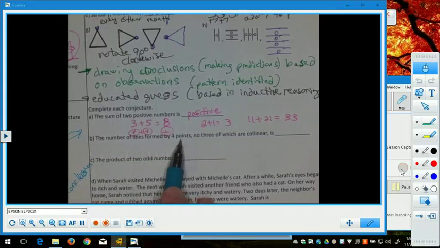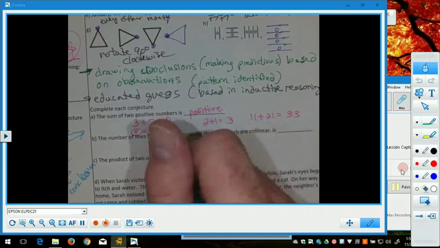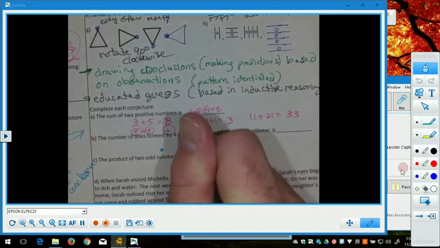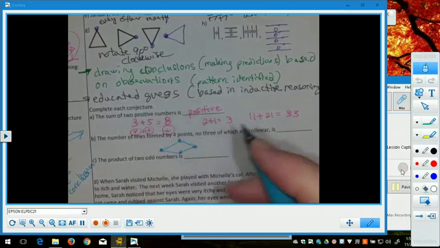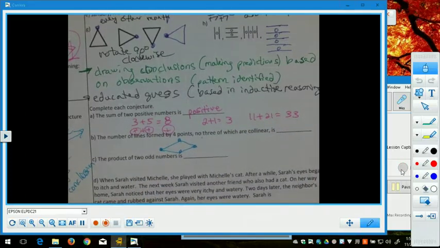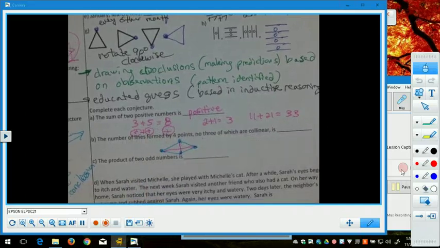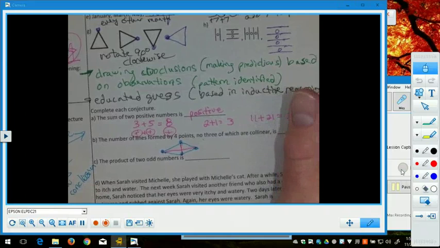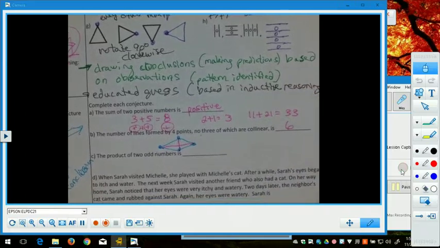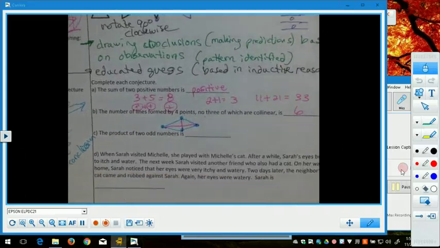The number of lines formed by 4 points, no 3 of which are collinear. So that's going to be a quadrilateral, right? Because there are only 2 collinear. It takes 2 points to make a line. So we're going to explore this a little bit. We've got 4, 5, 6. I don't think I can connect any other ones. So we're going to have 6 as the number of lines we can form. You might have known that off the top of your head, but most likely not. Even if you did, you probably were visualizing it.